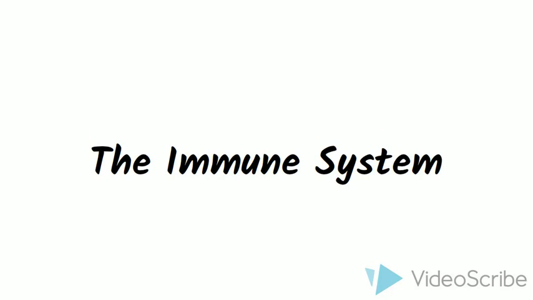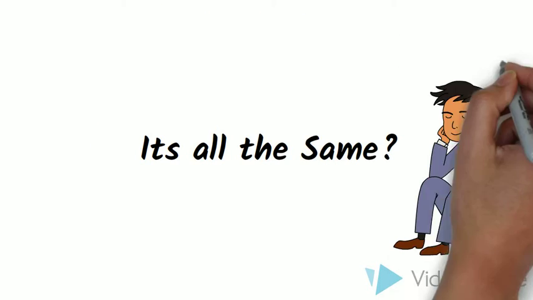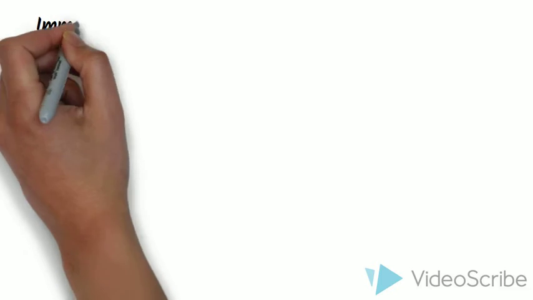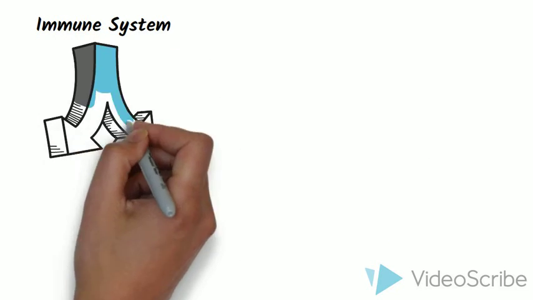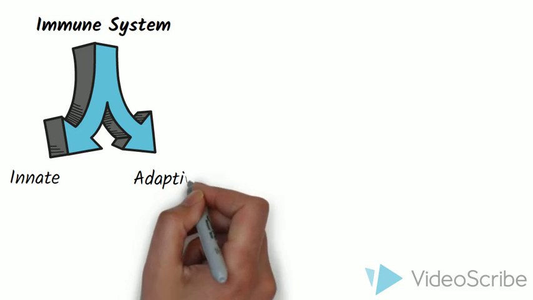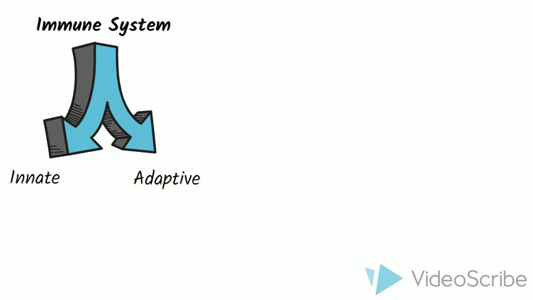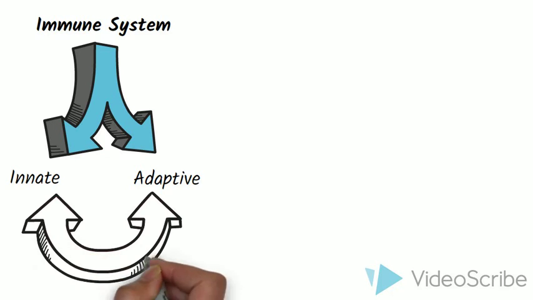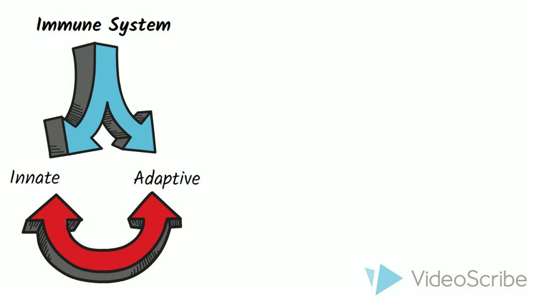The immune system. It's all the same? The immune system can in fact be broken down into two sub-immune systems, the innate immune system and the adaptive immune system. Although both the innate and adaptive immune systems are distinct from one another, they do interact and are often dependent on each other for the generation of an effective immune response. This is a concept that will be explored later on in the series.